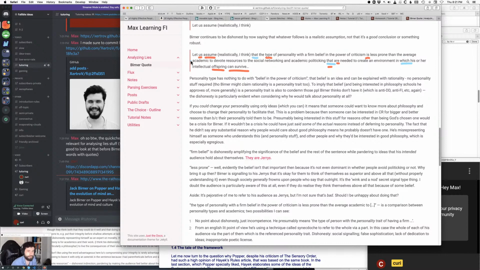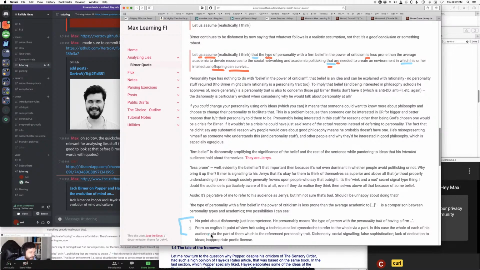about academics devoting resources, social networking, politicking, creating environments, power of criticism. Even the personality, it's type of personality rather than personality directly. Well, not just that, I have a point about this. Oh yeah, down the bottom with the one and two. So the paragraph just above that, the type of personality, blah blah blah. It's a comparison between personality types and academics.